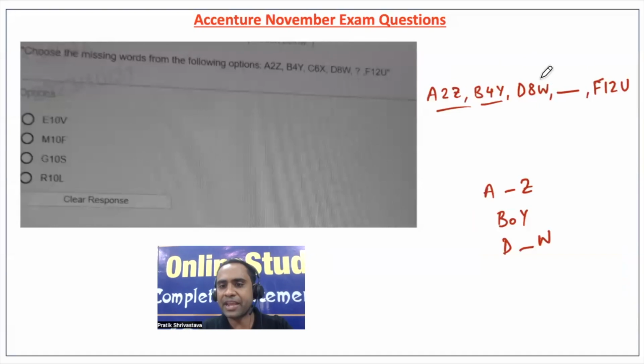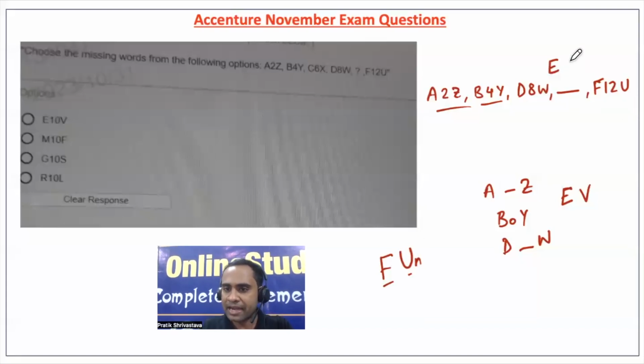Then FU. So after D, what will come? E. For E, I have told you electric vehicle. For F, I have told you fun. So F opposite will be U, fun. Electric vehicle, EV, E opposite will be V. So EV, option A is the correct answer. We do not have to look at the middle positions or middle numbers. So you can mark option A as the correct answer, right?